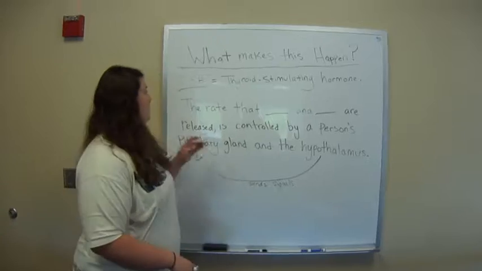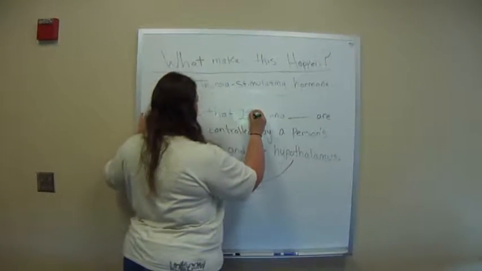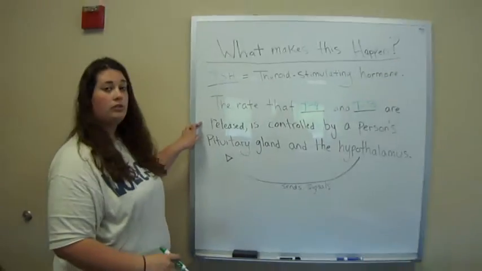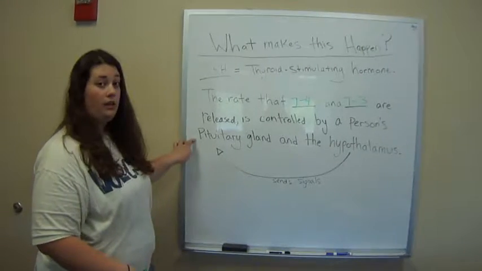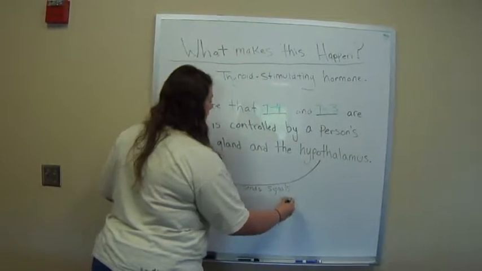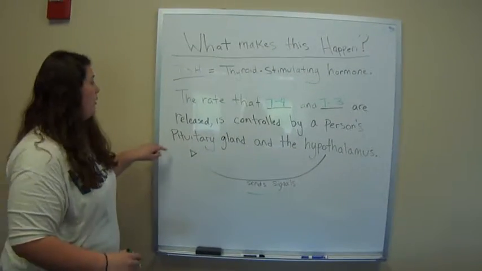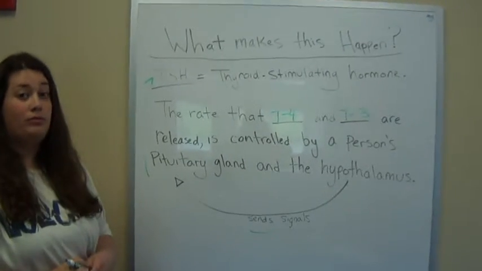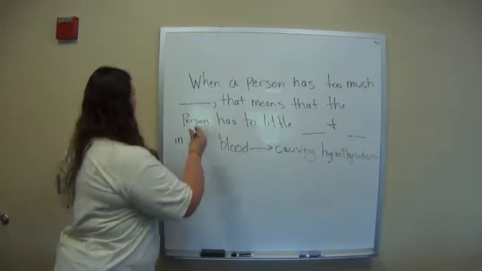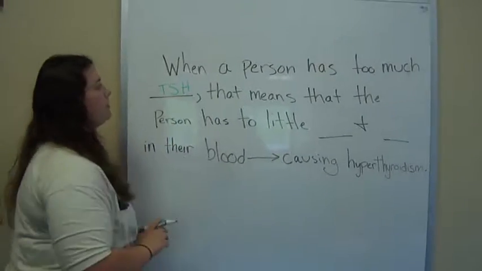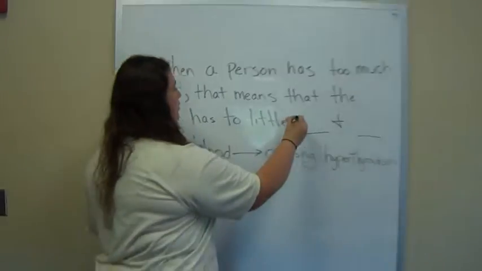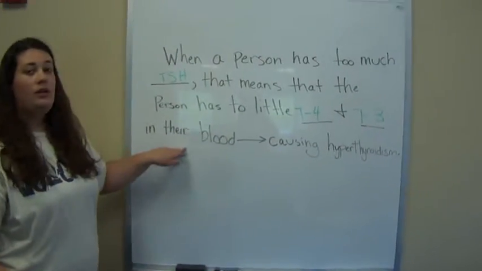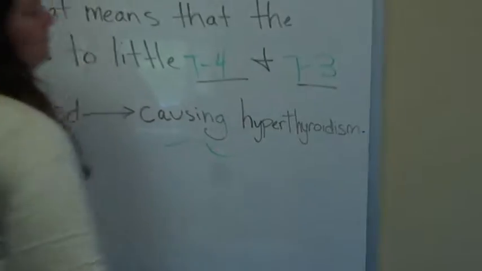What makes this happen? The rate that T4 and T3 are released are controlled by a person's pituitary gland and the hypothalamus. The hypothalamus sends signals to the pituitary gland, which causes this hormone, TSH, the thyroid stimulating hormone. When a person has too much TSH, that means there is too little T4 and T3 in their blood, which causes hyperthyroidism.